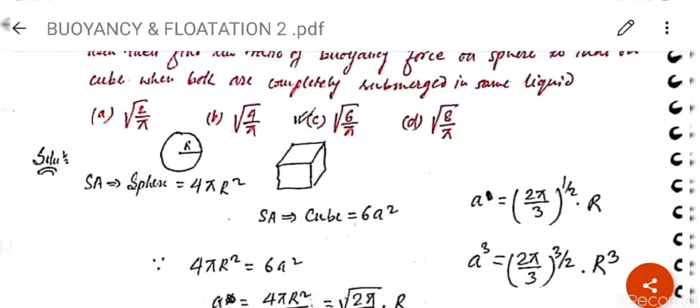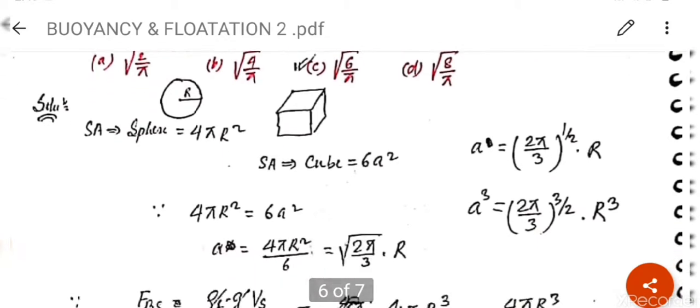Here he is also saying the surface area is the same, so we can write 4 pi r square for the sphere, and for the surface area of the cube 6a square. So we can compare: 4 pi r square is equal to 6a square, from where I am finding the value of a in terms of r. So a square is 4 pi r square upon 6, or we can say a is under root 2 pi upon 3 into r.